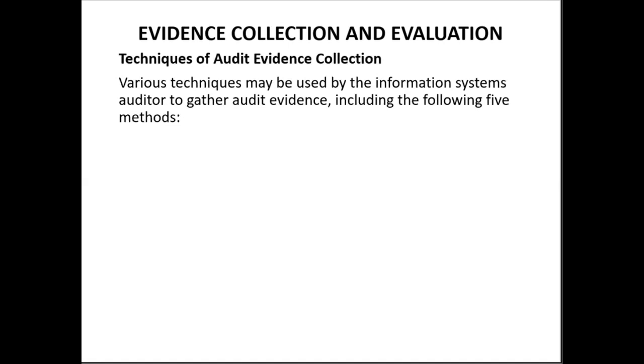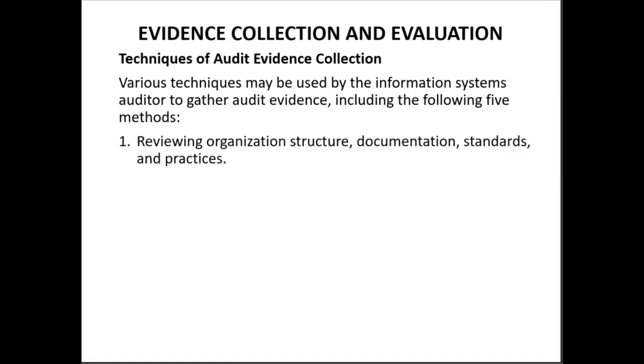One of them is the review of organizational structure, organizational documentation, and the standards and practices that are in operation within the organization. The second one is interviewing appropriate personnel and observing processes and operations. So when the information system auditors get into the organization, one way they can collect their evidence, apart from reviewing the organizational structure and policy documents, is to interview unit heads, system administrators, and those who have particular or reserved access rights. And whilst people are working, they can also stand by as independent observers of how operations are being conducted using the information system resources. So the second one is interviewing appropriate personnel.